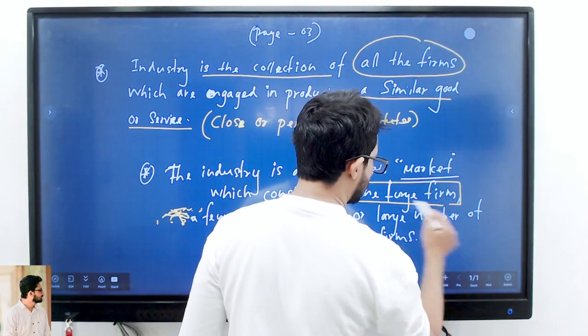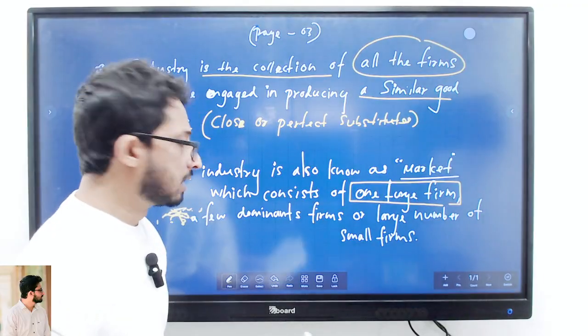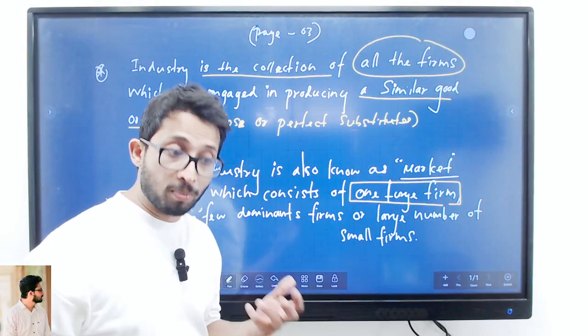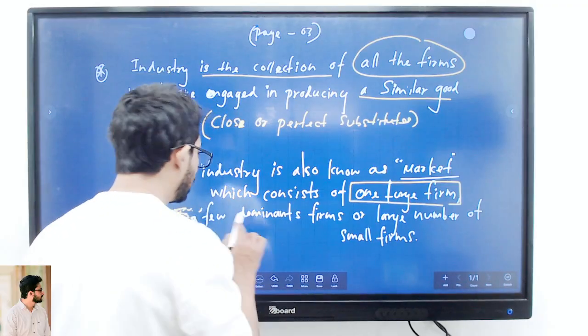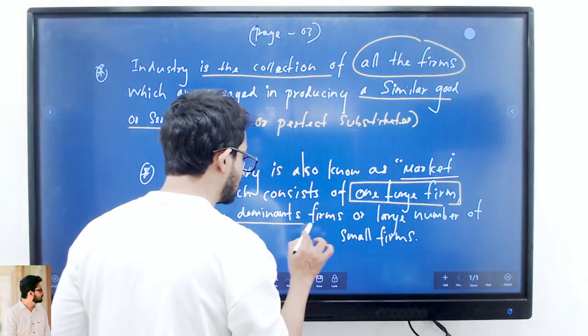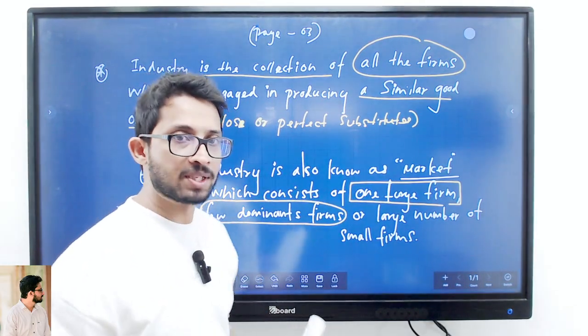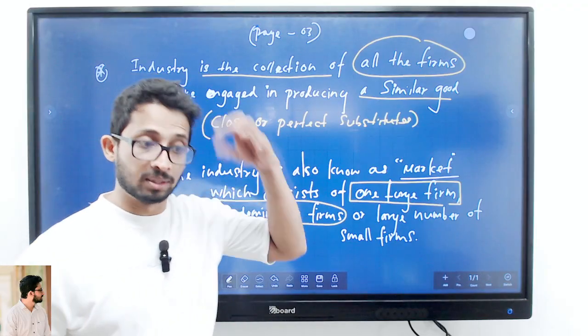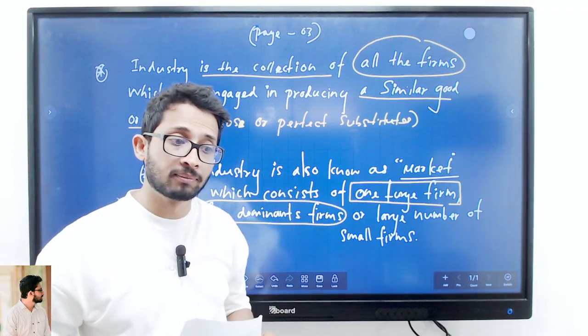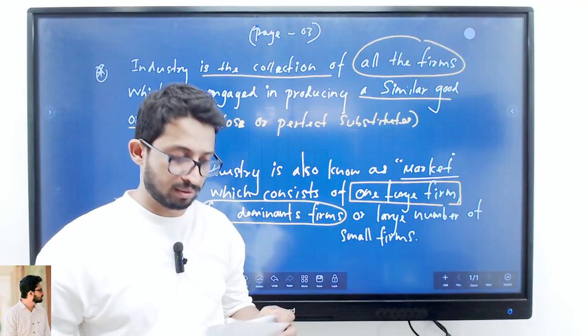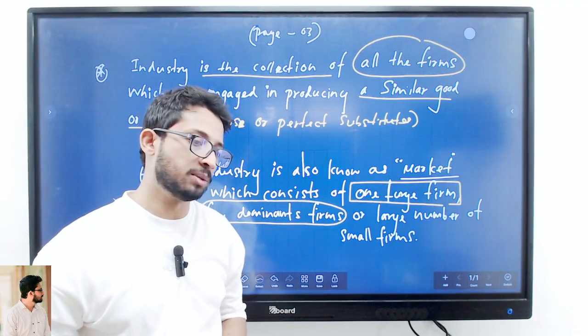What is the second version? Some industries are dominated by a few dominant sellers. Few dominant sellers means a few large sellers. The best example in Sri Lanka is the fuel market. Tell me, what are the main firms in the fuel market?